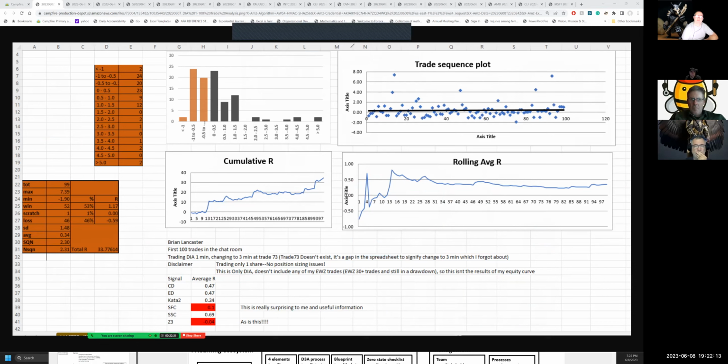So I'll look at the histogram next, and the three things I look at, number one, the very first thing I look at is any losses greater than -1, and there was, I think, 1. And so we got to fix that.